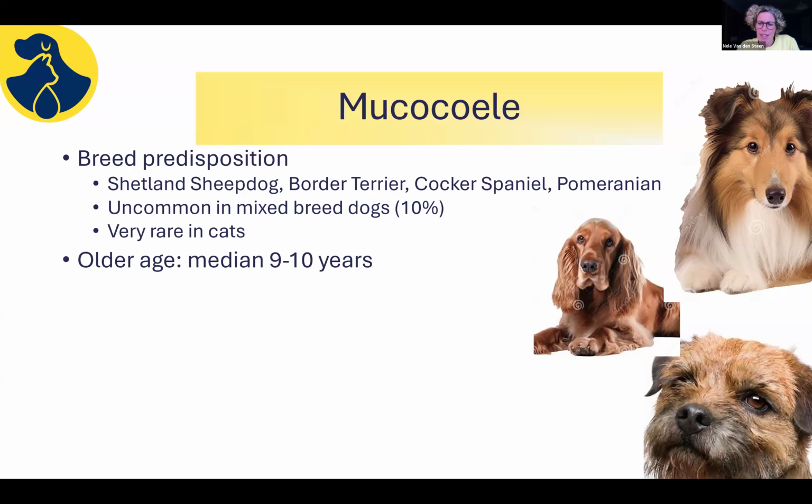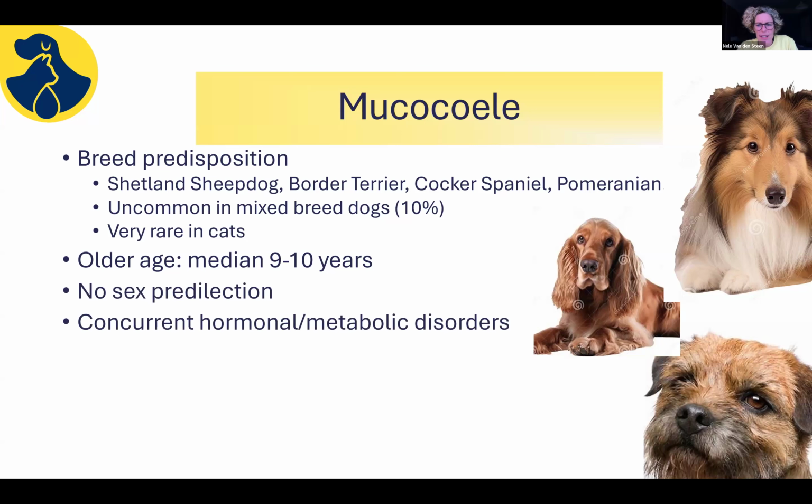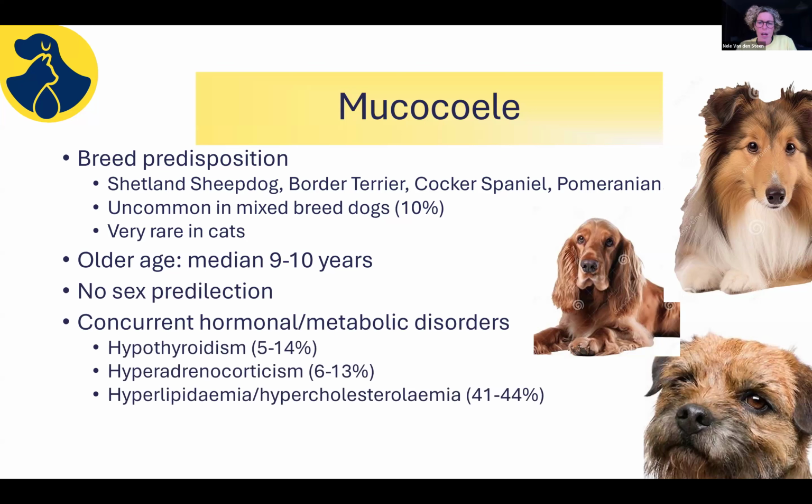Now, although we think there is some genetic predisposition, what is slightly unusual for a genetic disease is that patients only present at an older age. The average age of these patients is 9 to 10 years old. Both sexes are seen, and neutering doesn't seem to make a difference. But what we do know is that a lot of these dogs have concurrent hormonal or endocrine metabolic disorders, to do with fat metabolism, but there is also a large proportion of these dogs that are hypothyroid or Cushingoid as well.